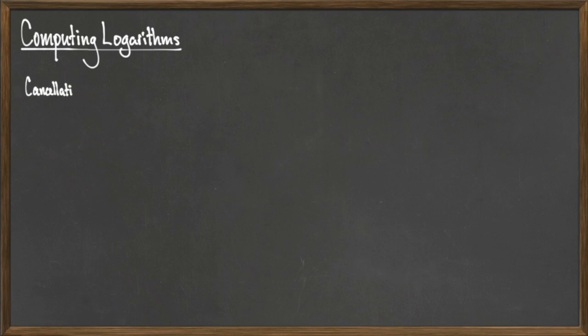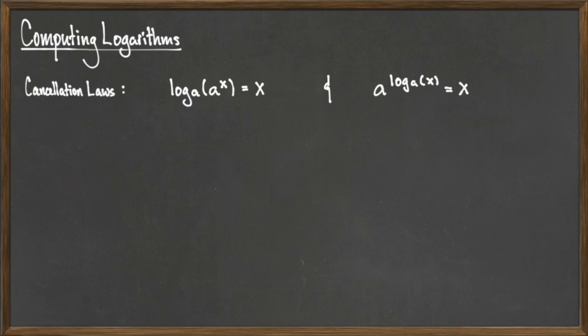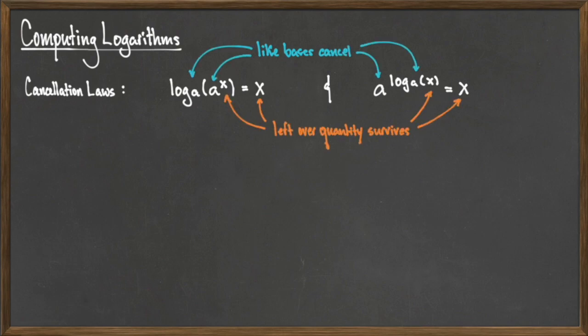The last thing we'll talk about are a couple of cancellation laws. The first is that log base a of the exponential a to the x is just equal to x, and the exponential a raised to the log base a of x is just equal to x. Essentially what we're getting at is that logarithms of base a and exponentials of base a are polar opposites. They cancel each other out, leaving behind whatever was inside.